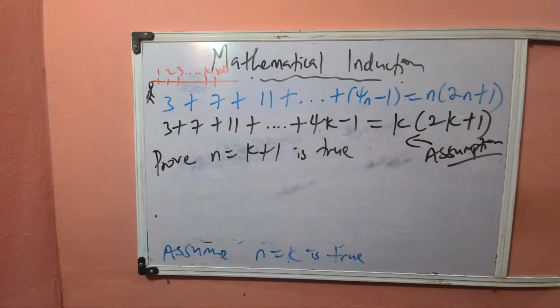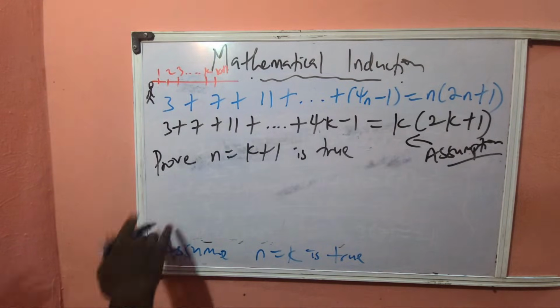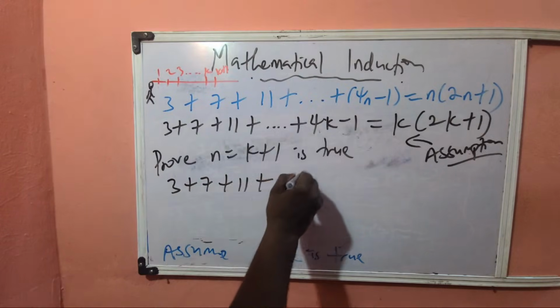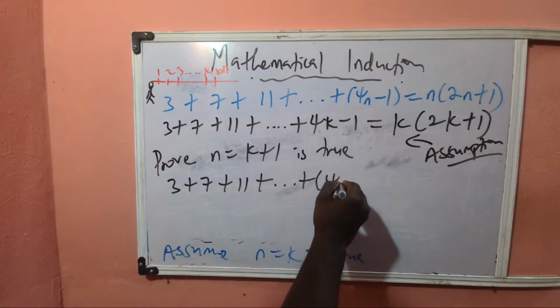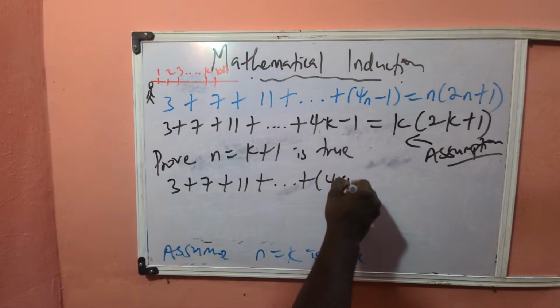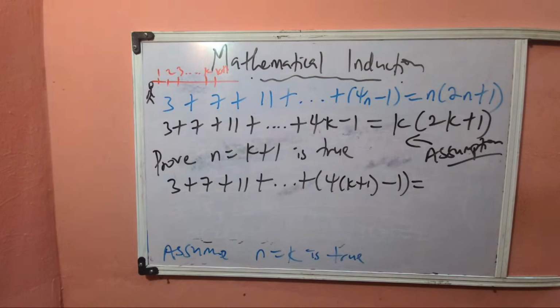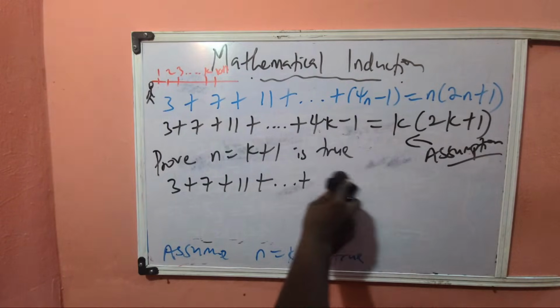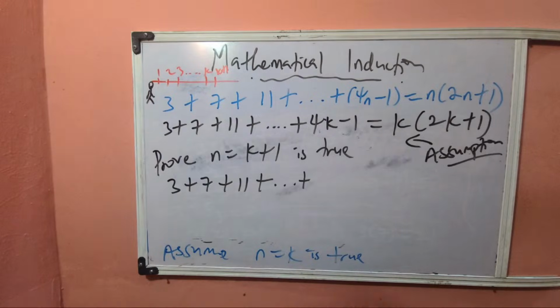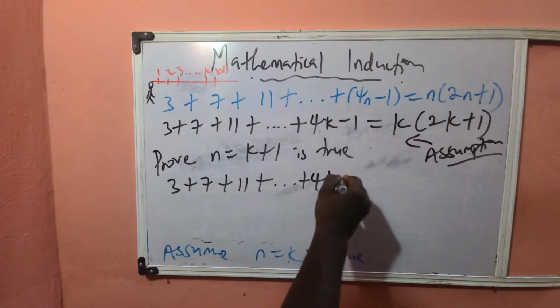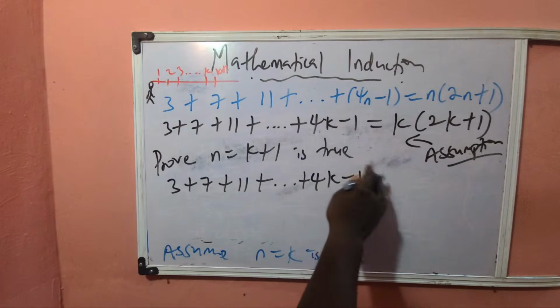We then go on to prove for n equals k plus 1. What do we do then? We have 3 plus 7 plus 11 plus dot dot dot plus 4. Don't forget, n equals k plus 1, k plus 1 minus 1. We're now saying this should be, sorry, I should have written for k first. Don't forget, k plus 1 is after k. So before we add k plus 1, we'll first have for k minus 1. Then we'll now have plus.